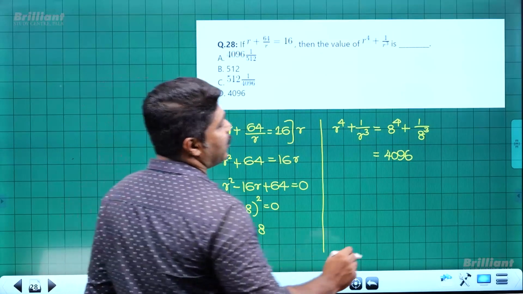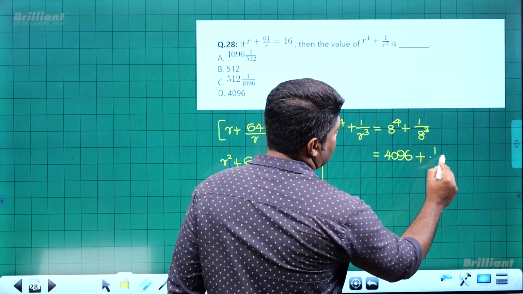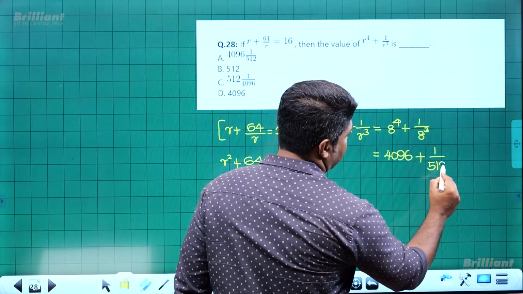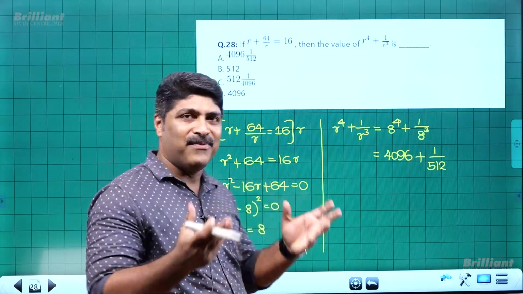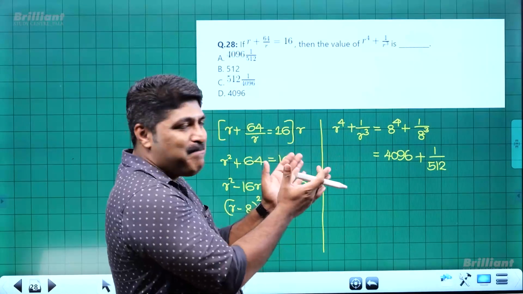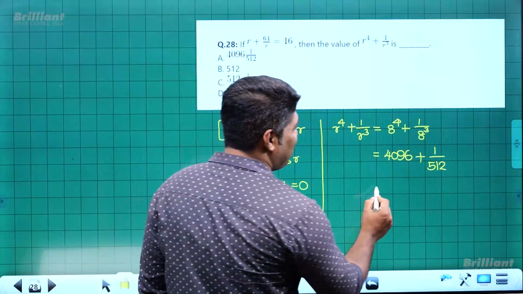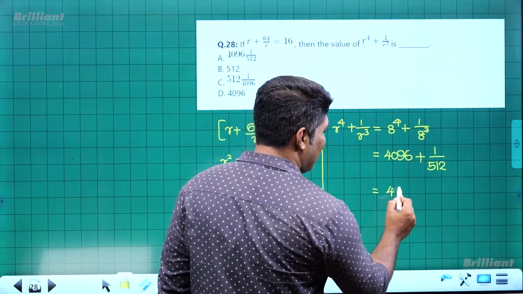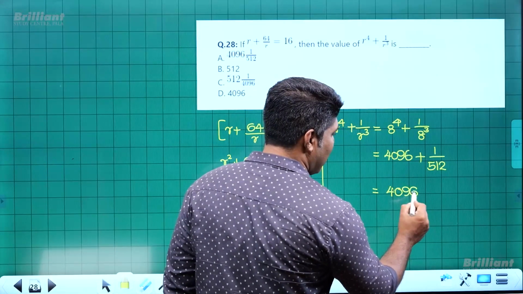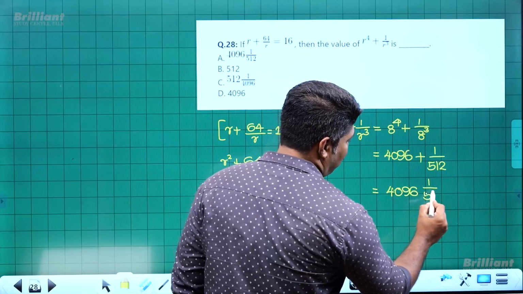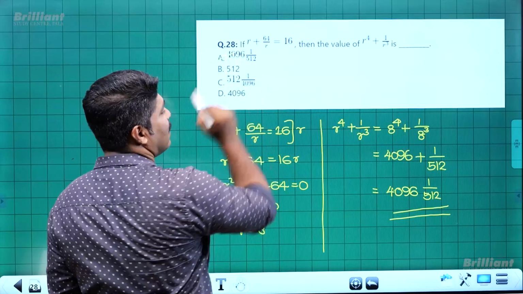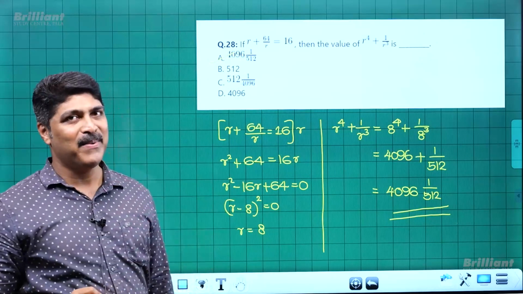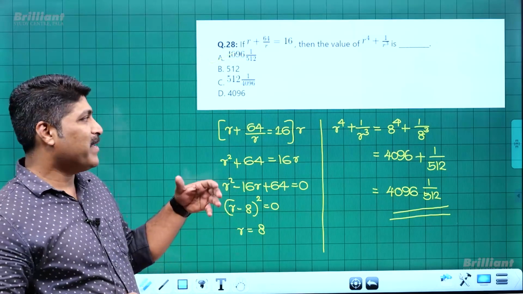That's why 8 cubed, so then we can write it as 1 divided by 512. So it's in the form of a mixed fraction, right? Therefore, we can combine it together. So in that form itself, we have the answer. This is 4096 and 1 by 512. Simple. Look at the options. So that's the answer. It's not a complicated one. So that's one of the easiest questions.